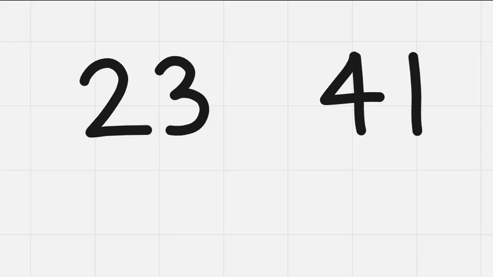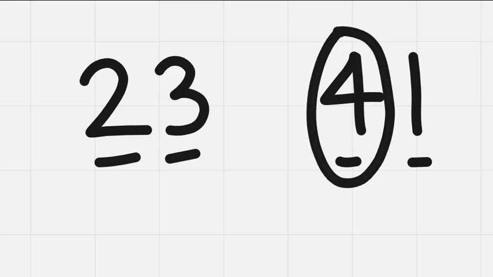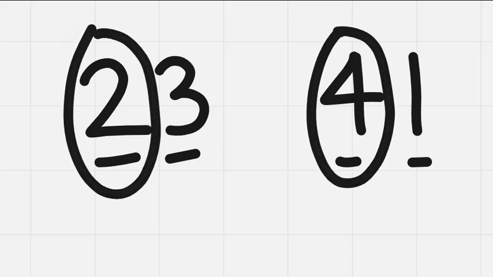So the first step in comparing numbers is always to see if the number of digits is the same. So here, there are 2 digits in 23, 2 digits in 41. When they have the same number of digits, you always look at the first digit of the number. Here, it is 4. Here, it is 2. 4 is bigger than 2, so we will have the less than sign. It's going to point to 23 and eat 41.